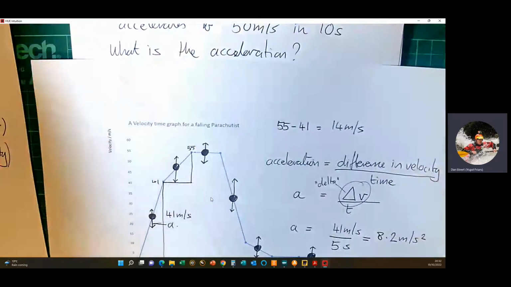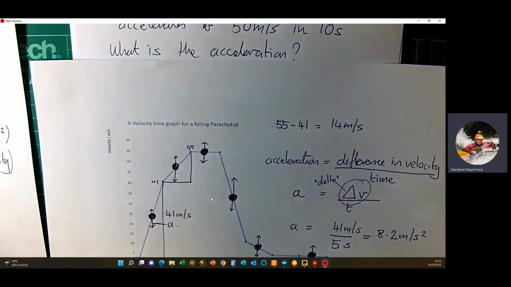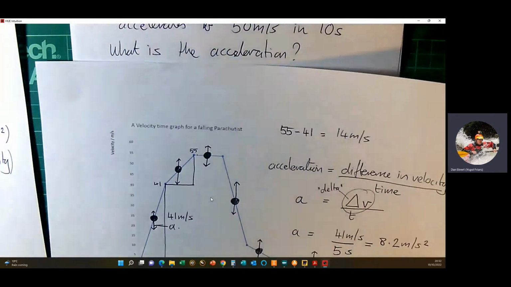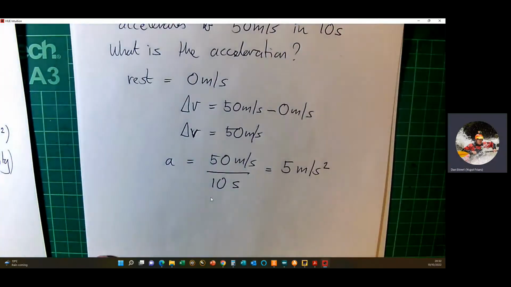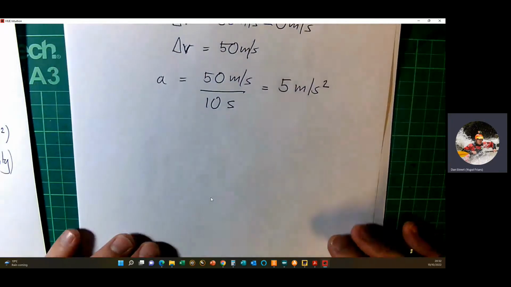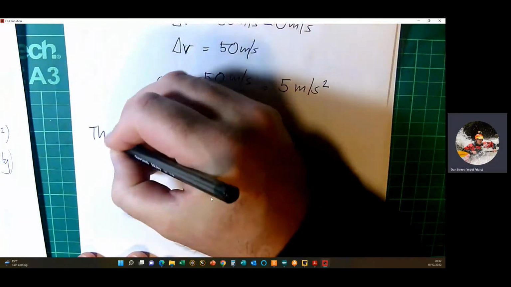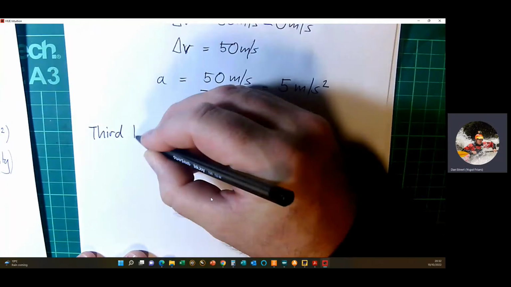Okay. Now we need to have a look now at Newton's third law. Okay, so again, you put subtitle third law.